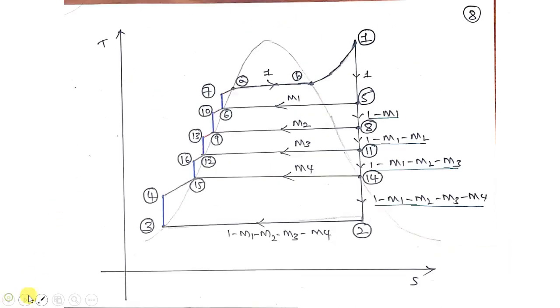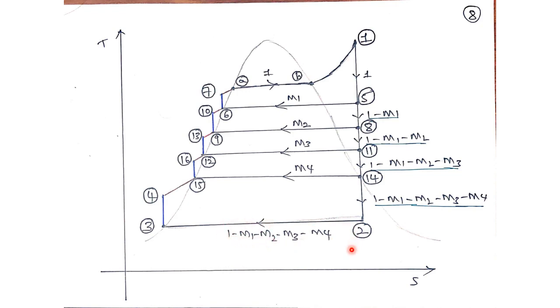Okay, similarly, for the heat rejected, where does the heat rejection take place? It takes place from state 2 to state 3, correct? In the condenser. So how do you calculate the heat rejected, that is, the heat flow during this particular process? So it is mass flow rate into enthalpy difference again. So what is the mass flow rate?